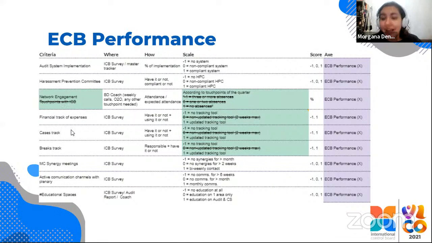Also regarding the tracking tools like financial track, cases track, and breaks track, before we had, for example, whether they have a tracking tool, or if it's updated and if it's not updated.